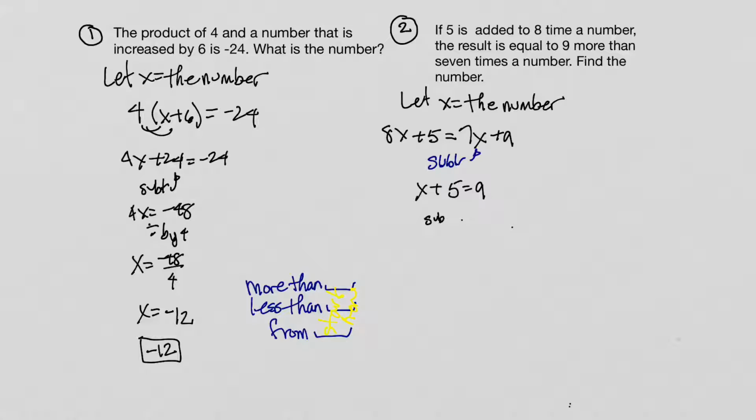Now we have an addition of 5. Let's undo the addition with a subtraction. So subtract 5 from both sides. So we'll get x equals 9 minus 5 is 4. We're almost there. Question says to find the number. We're close. The number is not x equals 4, but the number is just 4.